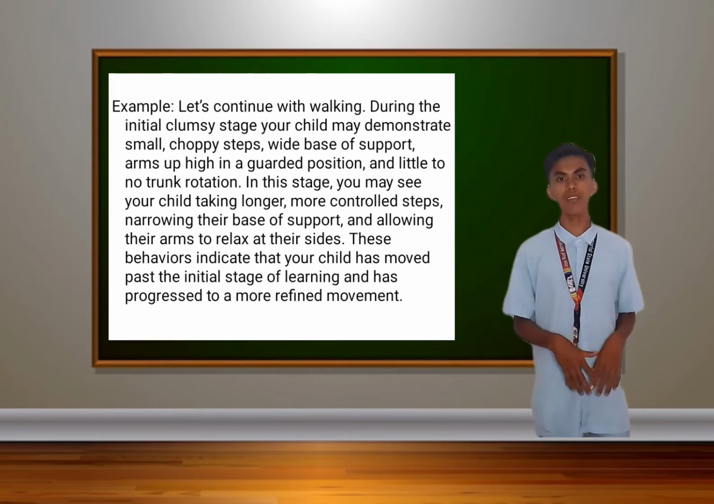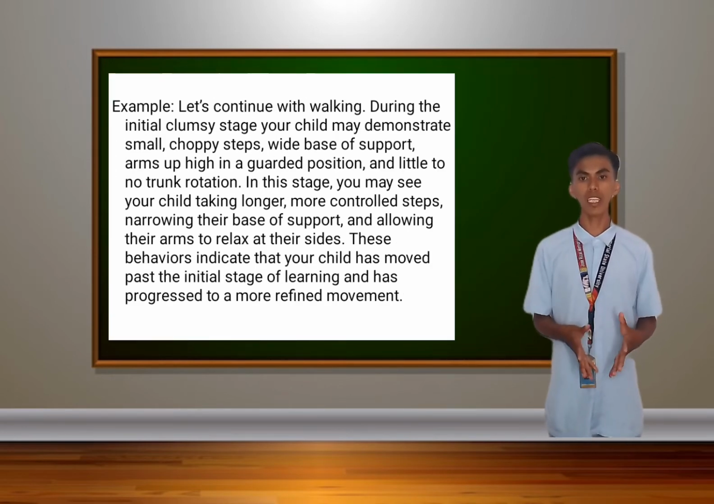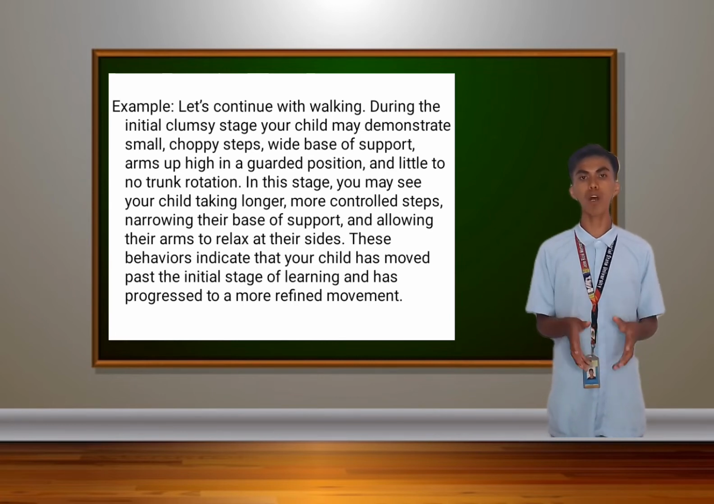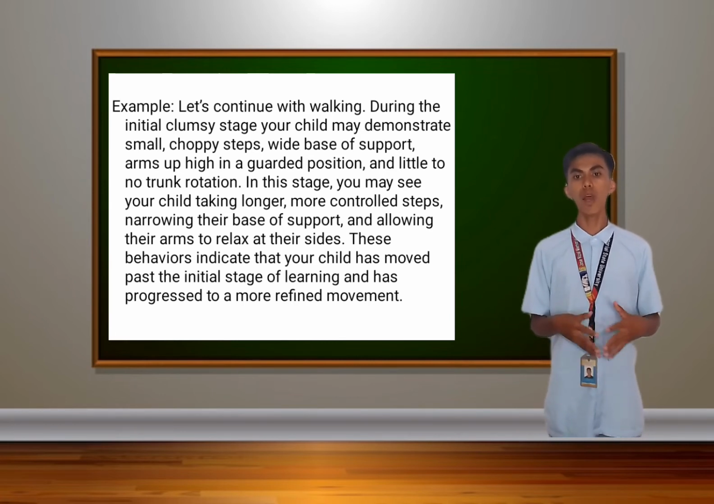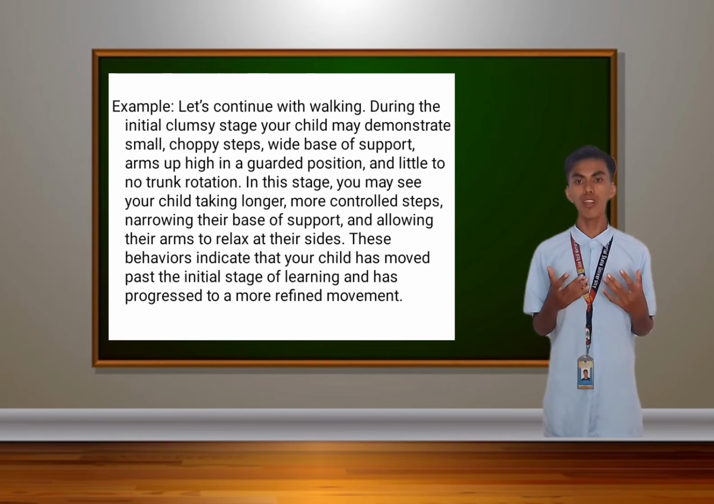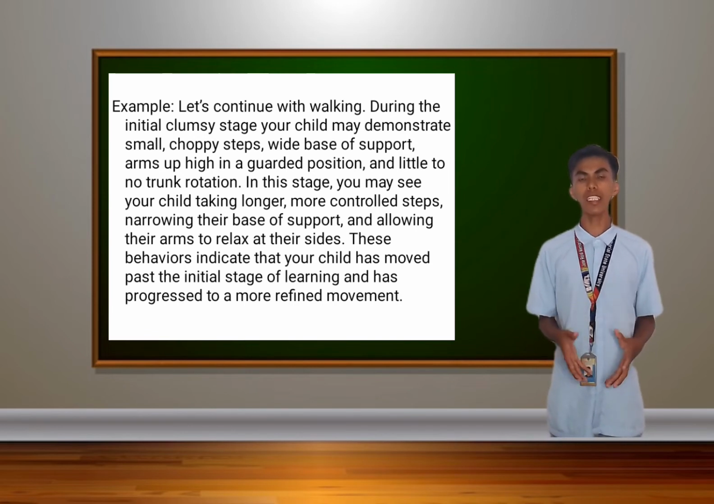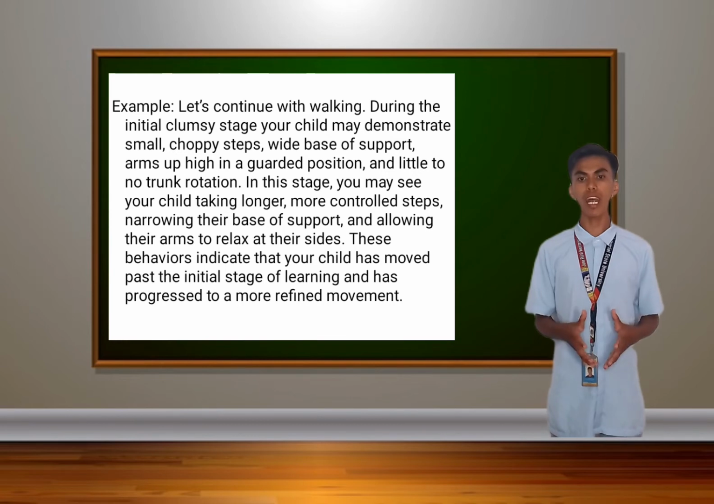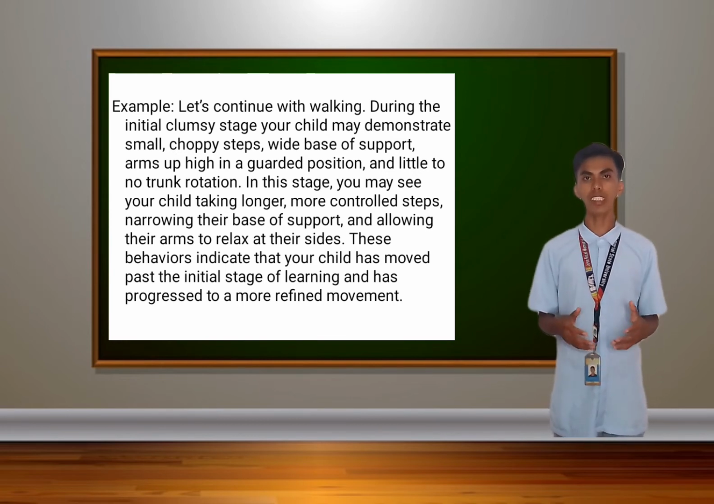Example of associative stage, let's continue with the walking. During the initial clumsy stage, your child may demonstrate small, choppy steps, wide base of support, arms up high in the guarded position, and little to no trunk rotation. In this stage, you may see your child taking longer, more controlled steps, narrowing their base of support, and allowing their arms to relax at their sides.